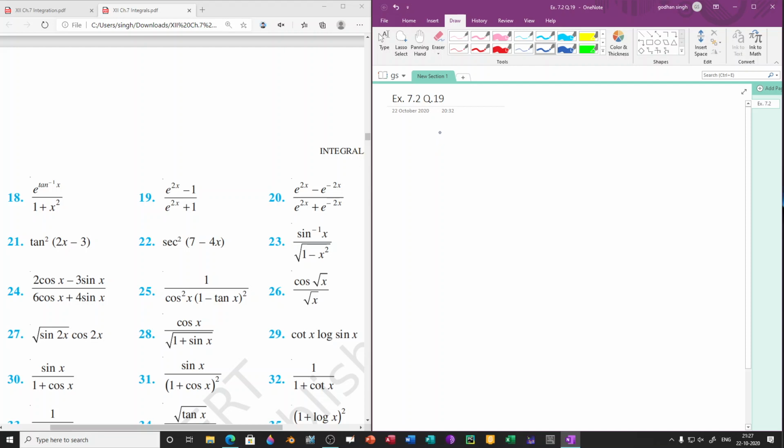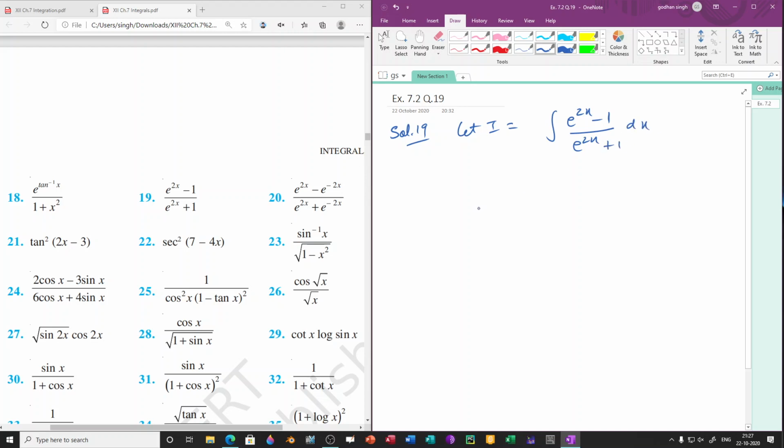Exercise 7.2, question number 19. Integrate (e^(2x) - 1) over (e^(2x) + 1). So let us solve the 19th question. Solution 19. Let I equal to the integration of (e^(2x) - 1) over (e^(2x) + 1) dx.